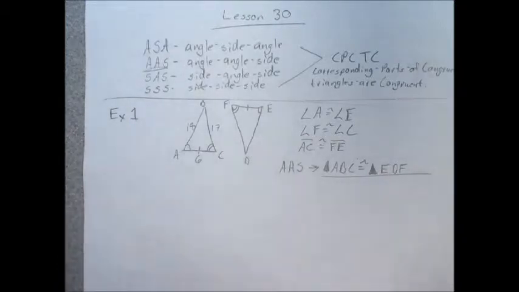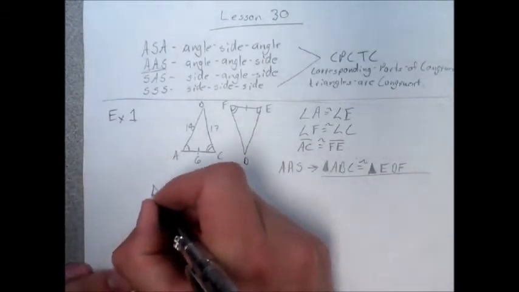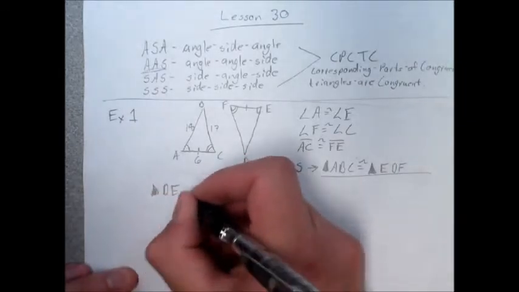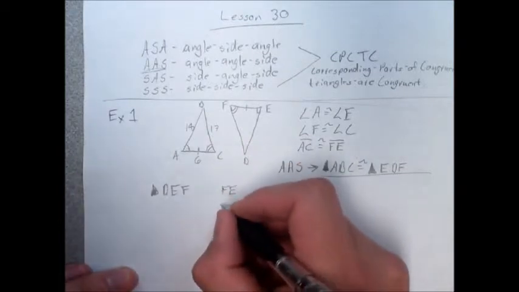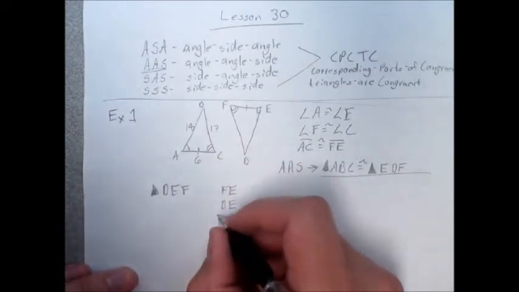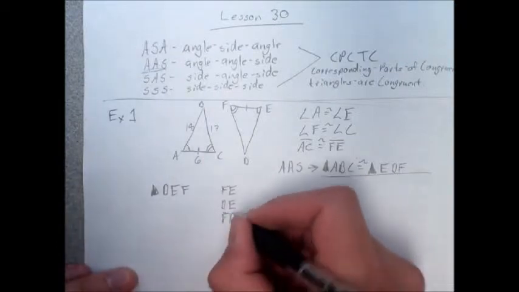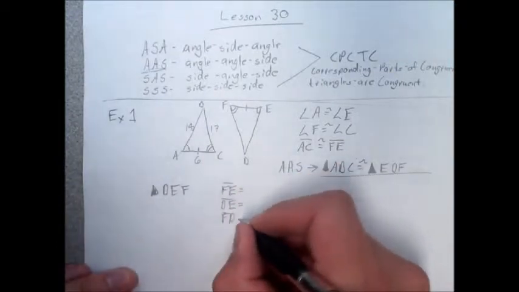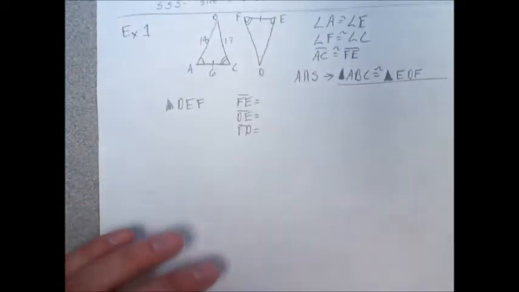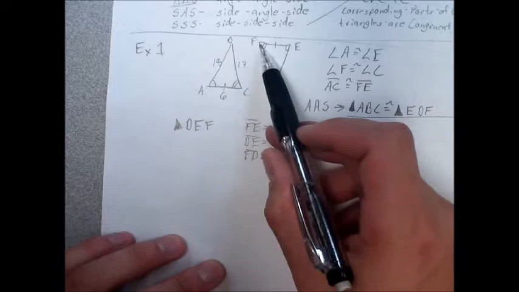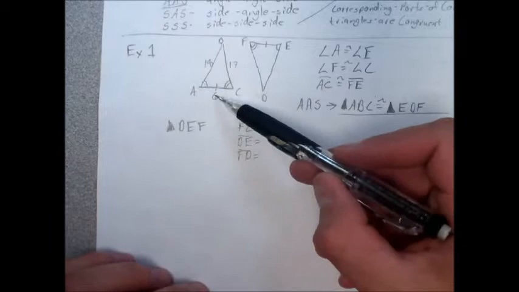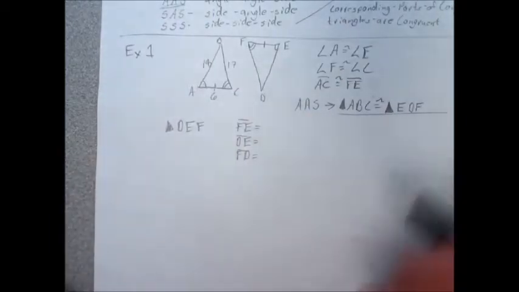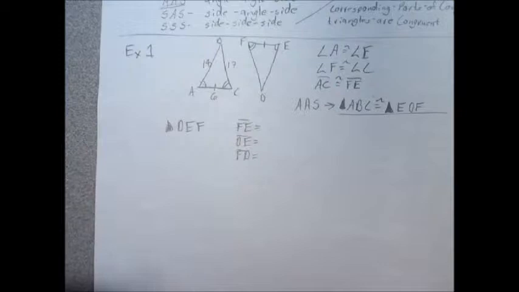Okay, so it wants us to determine the measures of each side in triangle DEF. So in triangle DEF, there are 3 sides. I need to name them. First one, FE. Next one is DE. And then FD. So we need to name each of these sides. Then we need to find what their measurements are. So the easiest one is FE. What is the measure of side FE? Looking at the tick marks, what does that tell you?